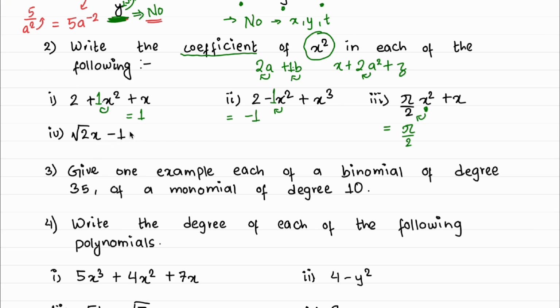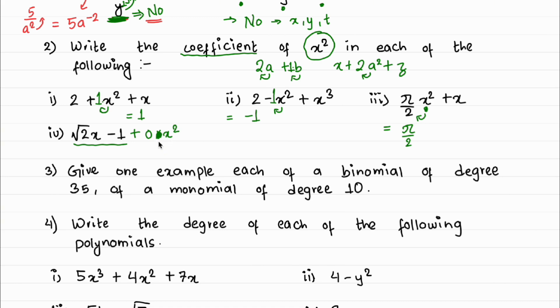So what we could do is I can add 0 times x square in our fourth question, or you can also write this multiply as a dot. So 0 times x square is 0, and when you add 0 to this entire thing, it's going to be root 2x minus 1. So I can add 0x square.